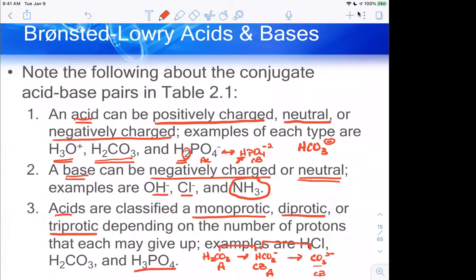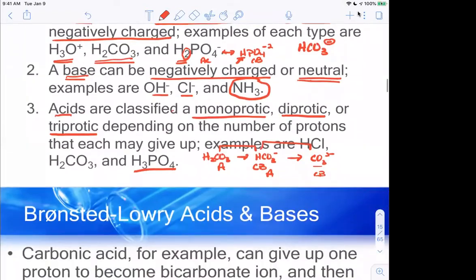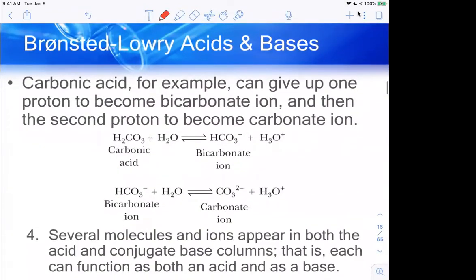H3PO4, phosphoric acid, will go in 3 successive steps. It forms H2PO4-, then that's the acid, it forms HPO4 2-, then that's the acid, it forms PO4 3-. So make sure you can understand what happens when I have 1, 2, or 3 protons that can be lost in this. This is another example of what I just said.